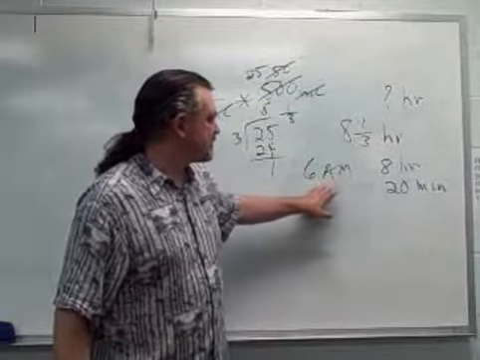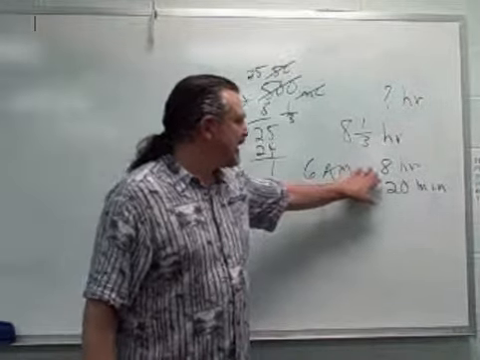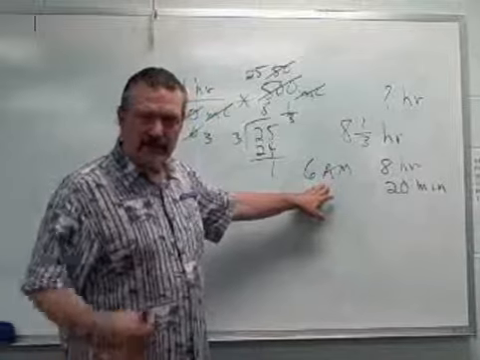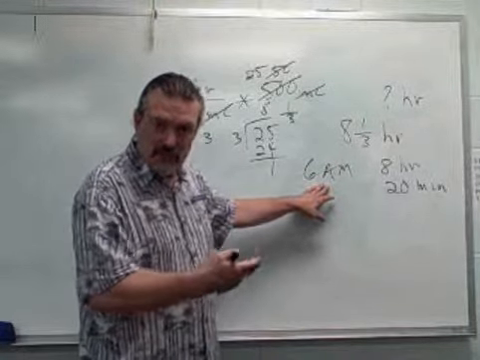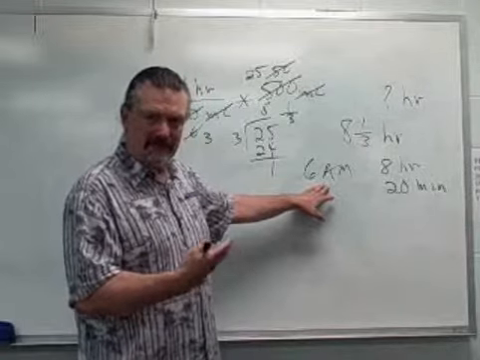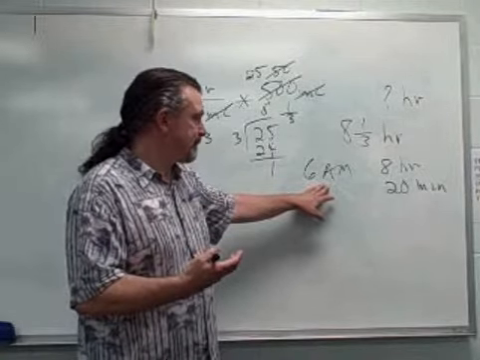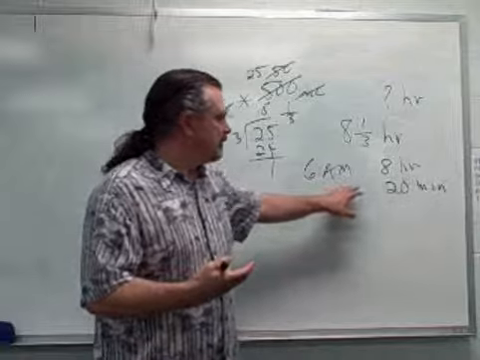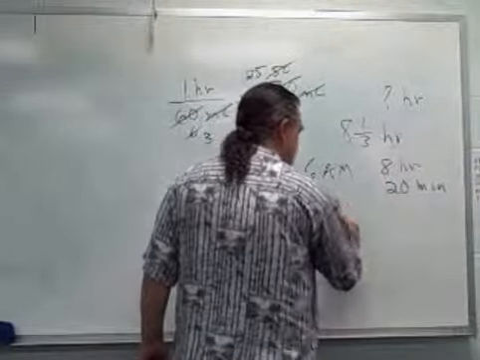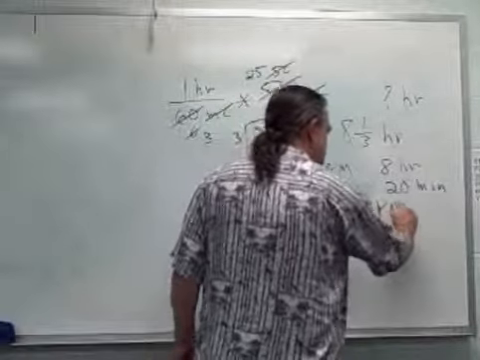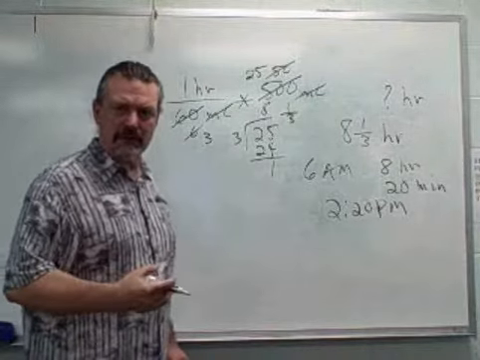So if it started at 6 a.m., 8 hours added to 6 a.m., 8 and 6 is 14, that would be 1400 in the afternoon, which is 2 o'clock p.m. if you're not that familiar with military time. 2 o'clock for the 8 hours plus 20 minutes more, that means the infusion is going to finish at 2:20 p.m.